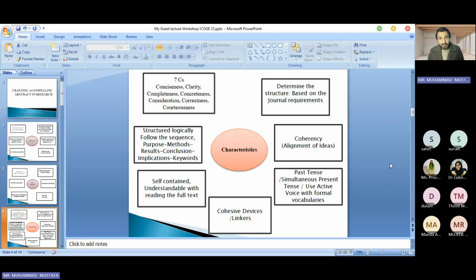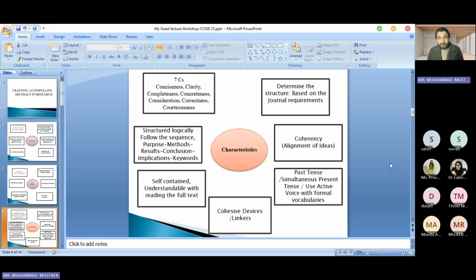What is the purpose? What is the case? What is the method? What is the data analysis? What are the data collection and data analysis tools, and what is the conclusion and what is the implication? So clearly mention these things.